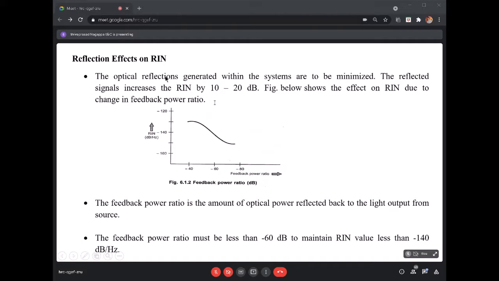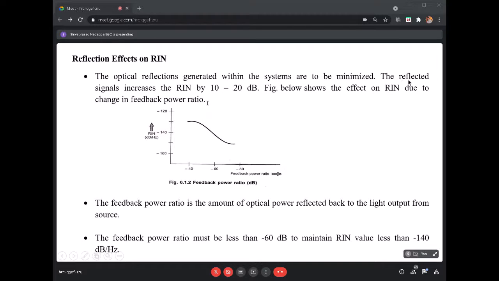So whatever optical reflections are generated within the system need to be minimized. We have to take some special precautions so that we can enhance the signal strength. If a portion of the light is getting back, that means you are losing some strength of the signal. If we allow the same signal to continue in the same path as the other light, then you are going to enhance the strength. So we need to take some measures to minimize the optical reflections.